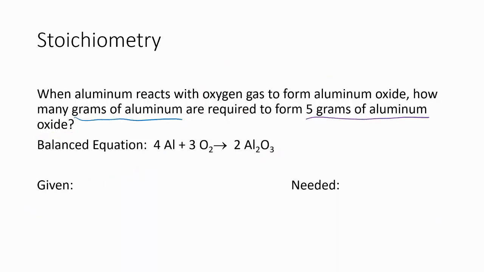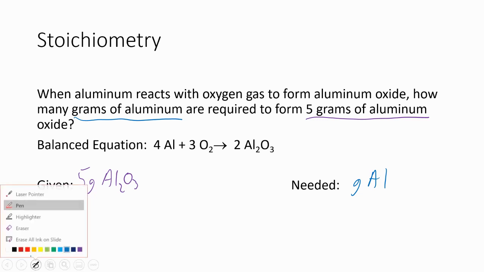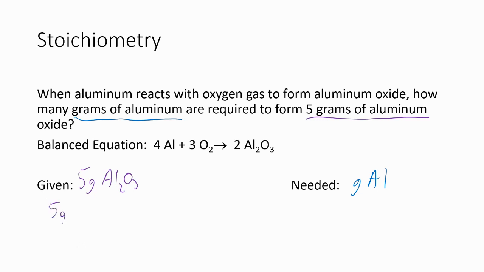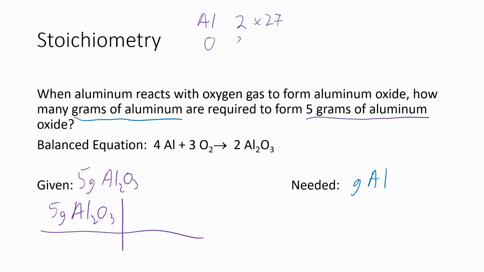So we got more steps here. We're going to start with 5 grams of aluminum oxide, and we're trying to go to grams of aluminum. In order for that to happen, we're going to use that periodic table. So let's start with our 5 grams of aluminum oxide. And when we go to the periodic table, aluminum, there are 2 atoms and each one weighs 27. And oxygen, there are 3 atoms and each one weighs 16.